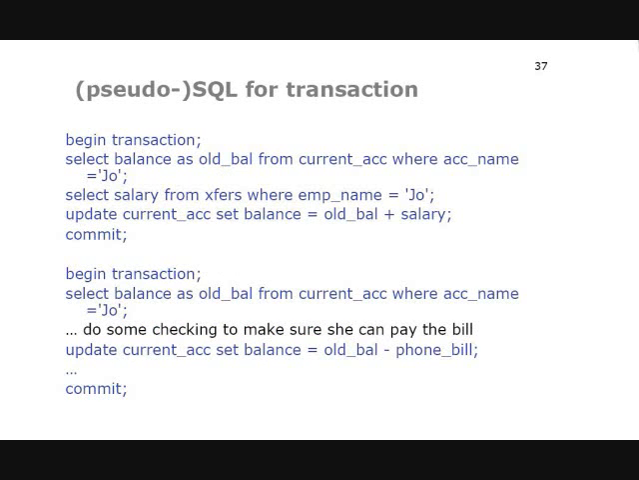So, if I had it in pseudo SQL, I will have something like begin or begin transaction. Then I will have select balance as balance from current account, where the account name is Joe. Select salary from experts, where employee name is Joe. Update the current account, set the balance equal to the old balance plus the salary, and commit. All of that has now become one transaction. So it's either going to completely execute, or none of it will be executing. And the other one might be a different transaction where I again begin transaction, and instead of adding the salary, I'm going to subtract the phone bill, then that will all be packaged as one transaction, so it will commit, and they can execute concurrently.